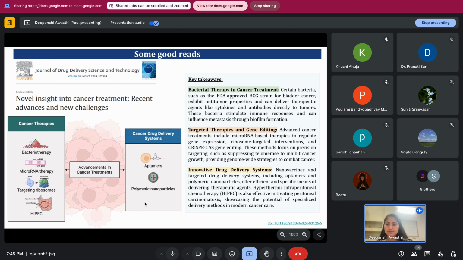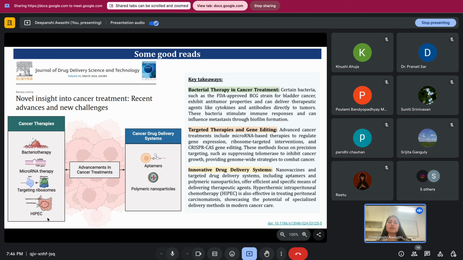And then there is another short review article which you can go through, which provides you novel insights into cancer treatment. Other than proteogenomic treatments, there are many other treatments which have also been proposed. You are all aware of the chemotherapy given to cancer patients, but there are several other techniques coming up, such as bacteriotherapy, in which people say that if we inject a person with a certain bacteria, then it will release certain proteins which will help us target the cancer tissues in a better way. So bacteriotherapy has also come up, then microRNA therapy, then targeting ribosomes, then high peg.